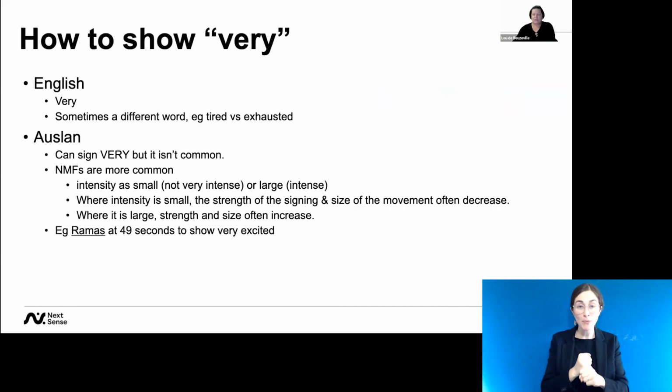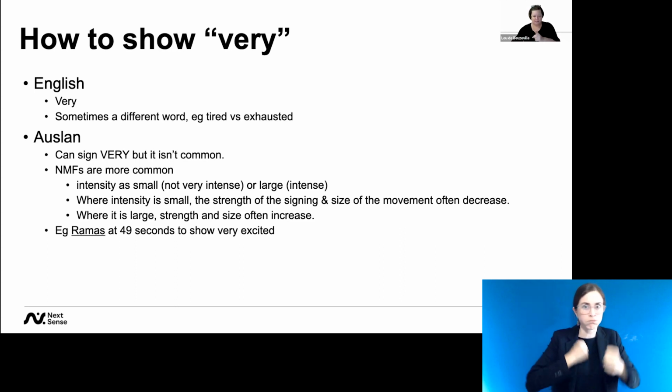So for example, if you want to show something happened with intensity, English will use the word very, like they ran very fast. But sometimes English has a different word, like tired versus exhausted. Auslan can sign very, but it's actually not very common. People don't use the sign very commonly. They usually show intensity by changing how you sign that adjective or adverb.